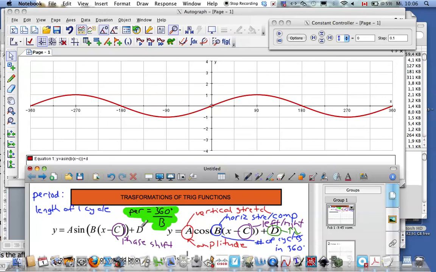Okay, so that concludes this podcast so that I'm not blabbing on for too long, but in the next one I'm going to do a few examples of graphing the transformations.